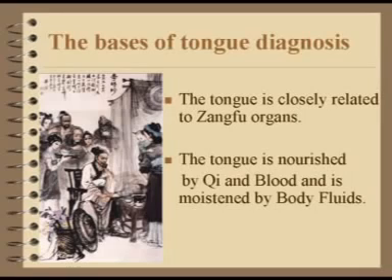The tongue is also nourished by qi and blood, and it is moistened by body fluids. Therefore, the tongue can reflect the condition of zangfu organs, qi, blood, and body fluid. And examination of the tongue is extremely important in diagnosis, treatment, prognosis, and prevention of diseases.